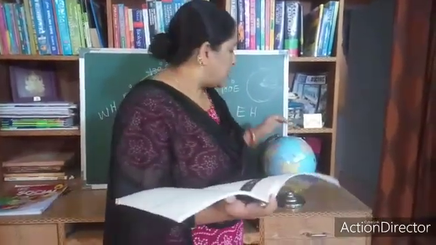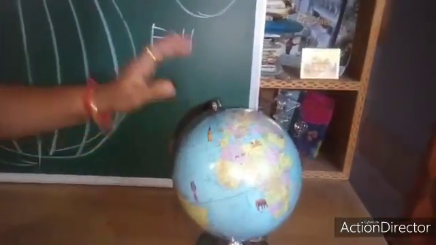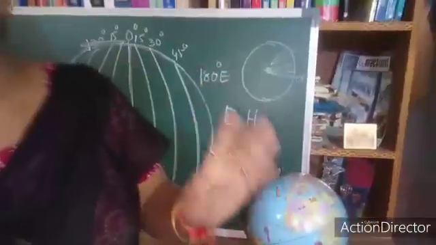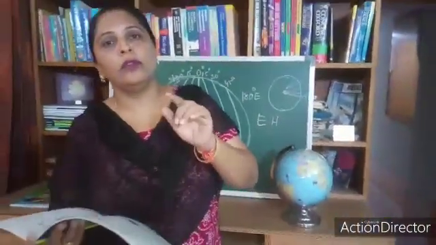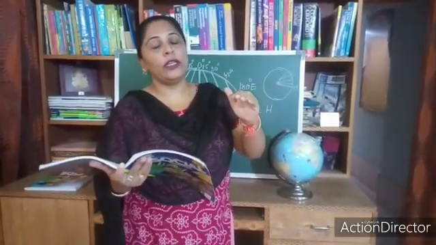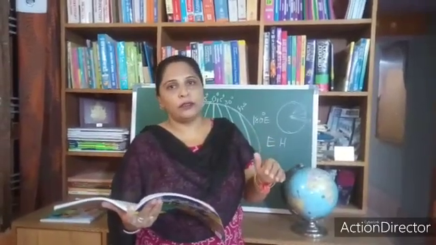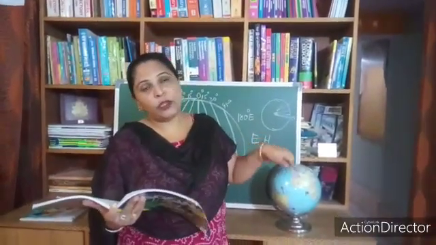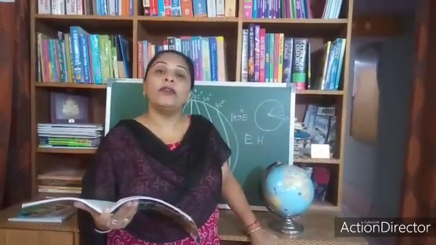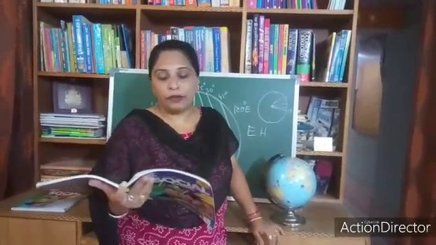Now suppose this is the 0-degree meridian, and then 1 degree. You know this is the 1 degree meridian. But how many kilometers is 1 degree? It is nearly 69 miles or 111 kilometers, the distance between two consecutive degrees. So 0 degree and 1 degree is 111 kilometers at the maximum, and it is so in every degree.